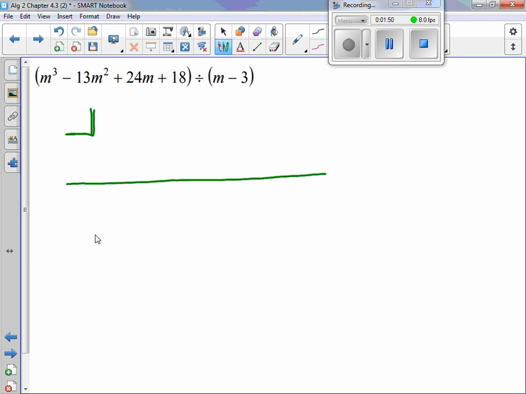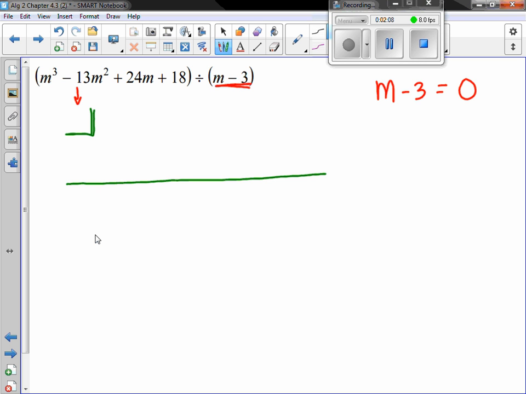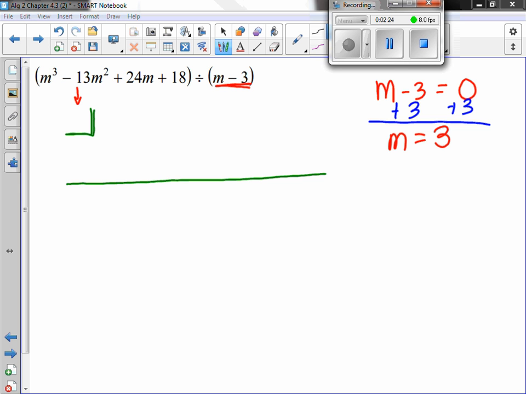Okay, now the first thing we're going to do is go over what number goes in here. What goes in here is we take what we're dividing by, this m minus 3, and solve it for the value of m. So m minus 3 is equal to 0. What would we do? We would add 3 to both sides. So the value of m is 3, yes? We're good with finding that solving for m is 3, yes?